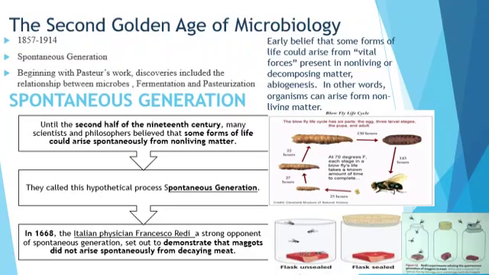So in 1745, John Needham, an Englishman, found that even after heating nutrient fluids, chicken broth and corn broth, before pouring them into covered flasks, the cooled solutions were soon teeming with microorganisms. Needham claimed that microbes developed spontaneously from the fluid.